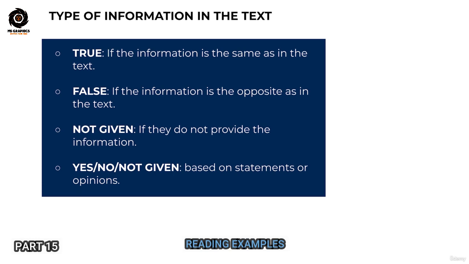False means that it's the opposite. So let's say, always with the sky example, the question says the sky is green and the text says the sky is blue. In this case it's false, because it's the opposite, it's a different color. Whereas not given, if in the text they talk about the sky but they do not provide information about the color, in that case you would put not given.